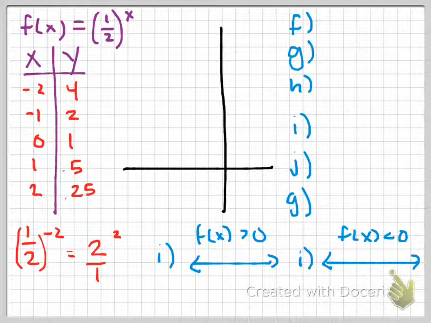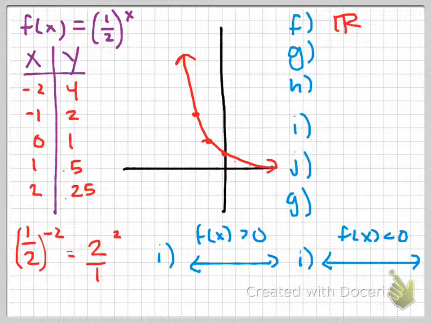So we're going to plot these points. So I have -2, 4, -1, 2, 0, 1, 1, 0.5, and 2, 0.25. So this is what we call exponential decay, because notice it's decreasing over time. So my domain, letter F, the domain is all real numbers. Again, I can raise 1/2 to any power. There is no domain restriction.